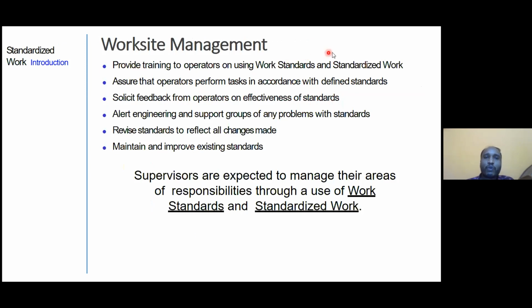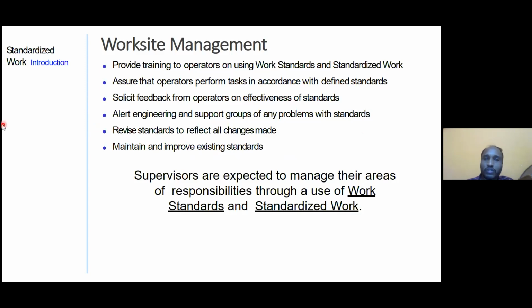Worksite management: provide training to operators on using work standards and standardized work. Not only training on the working product, also training on how to read the standard and how to deploy the standard in their regular work. That training is also required. Assure that operators perform tasks in accordance with the defined standards. Solicit feedback from operators on the effectiveness of standards. Once we get feedback from the operators, we can fine tune our standards. Alert engineering and the support group of any problem with standards, and revise standards to reflect all changes made.